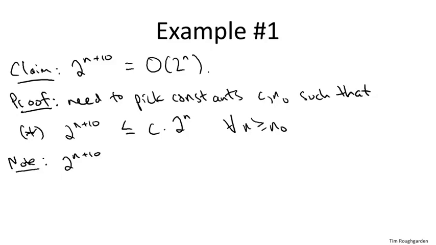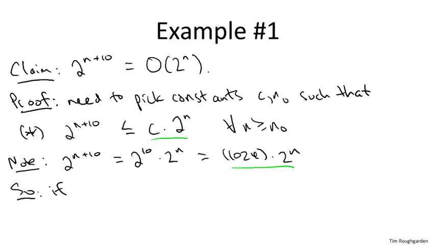So if we start with 2 to the n plus 10 on the left-hand side, what would our first step look like? Well, this 10 is really annoying, so it makes sense to separate it out. So you could write 2 to the n plus 10 as the product of 2 terms, 2 to the 10 and then the 2 to the n, also known as just 1024 times 2 to the n. And now we're looking in really good shape. So if you look at where we are so far and where we want to get to, it seems like we should be choosing our constant c to be 1024.